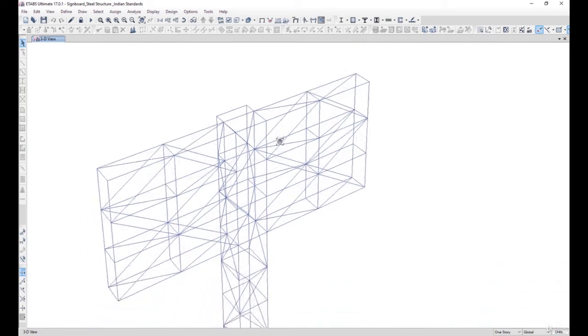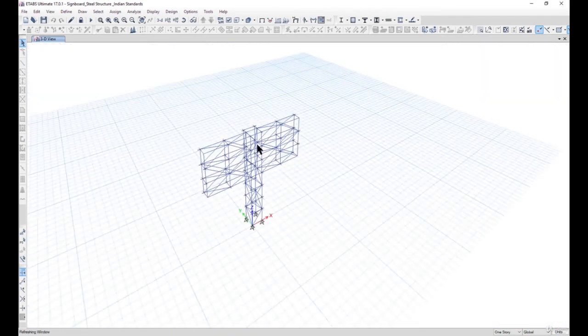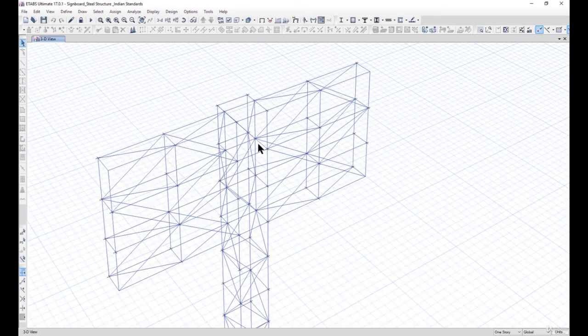So this concludes our lecture on the sign boards. Hope you have learned all the fundamentals of how to model, how to analyze and how to design the sign boards or the banner structures.